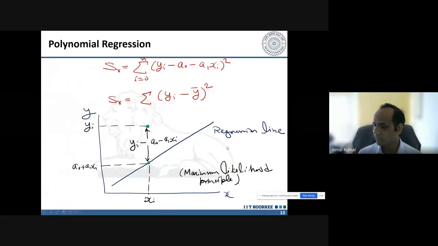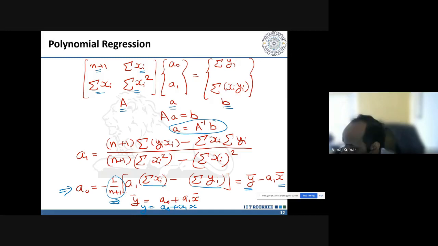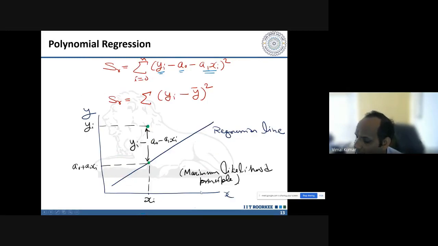If I see the sum of squares of residuals, actually yi minus a0 minus a1 xi, I put all these values into it. If I look at this expression, it is nothing but a0 plus a1 x bar. So I can rewrite this expression as the summation of yi minus y bar squared.